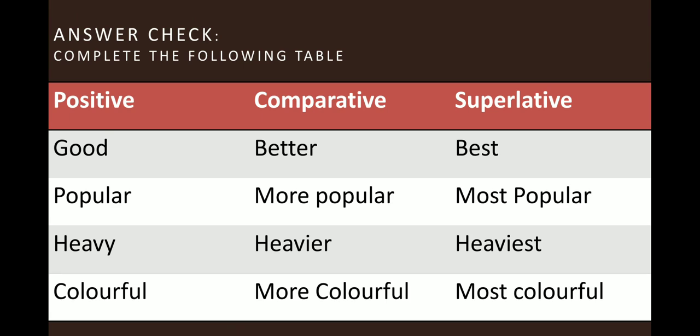Remember that when you have an adjective that has more than one syllable, you either add more for the comparative or you add most for the superlative. Good job, everyone. Now let's go on Edmodo, discuss what we've just heard, and then take our quiz.